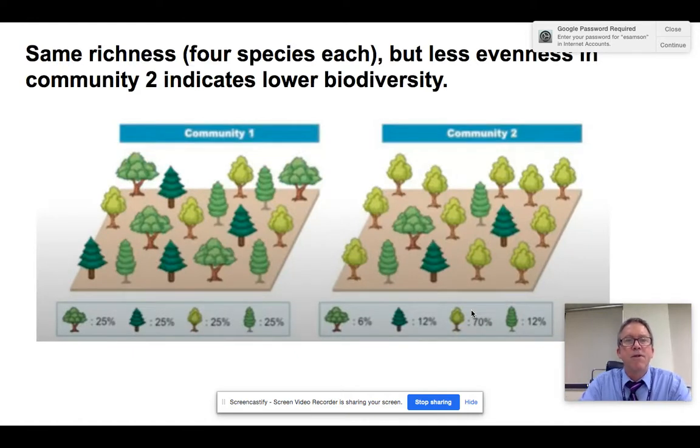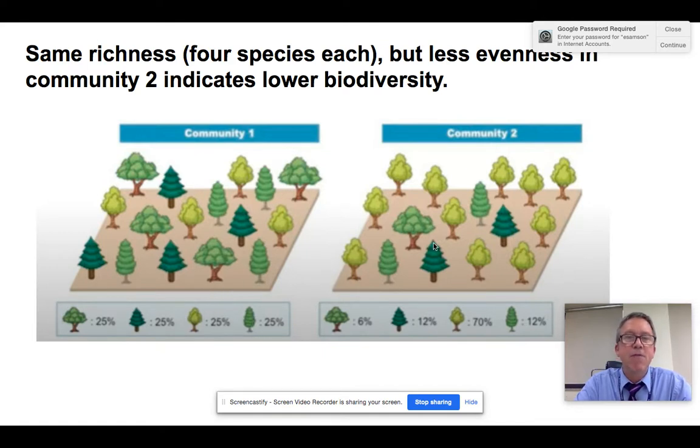Here's another one. If I look at community 1 and community 2, they might not look that different to you, but in both cases we have 4 species of tree. In community 1, I have 4 of each of them. I have 4 of this one, 4 of this one, 4 of this one, and so on. So each tree species accounts for 25% of the population I have here.